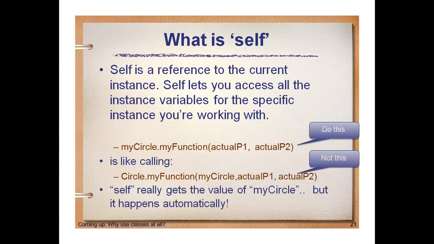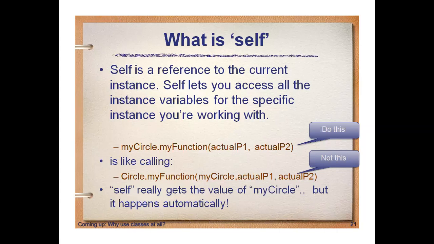So see an example here. Circle dot my function. Circle is the name of my class. My function is the name of my method. Right? My circle, then actual parameter one and actual parameter two. So this is creating some kind of confusion for the class. And how this confusion is removed, let's find out in a minute or two.